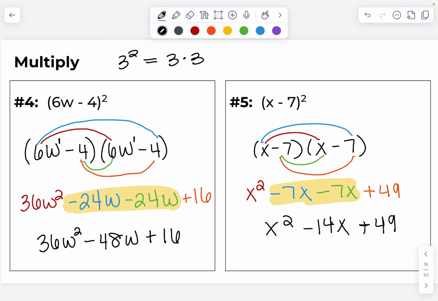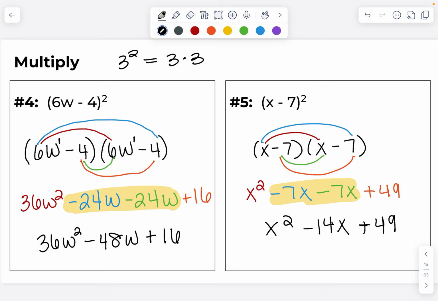Your outside terms multiplied together give you a negative 7x. Your inside terms multiplied together give you a negative 7x. And then your last two terms multiplied together give you a positive 49. Then you combine your like terms and you've got your final answer.